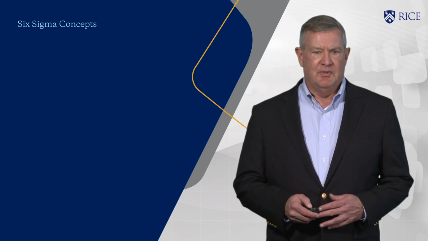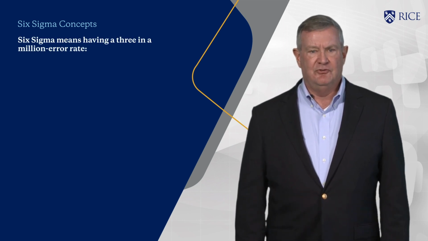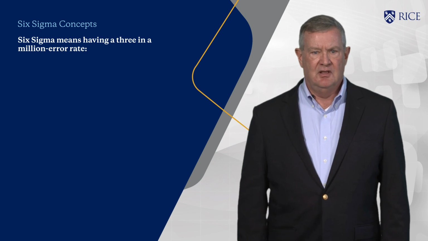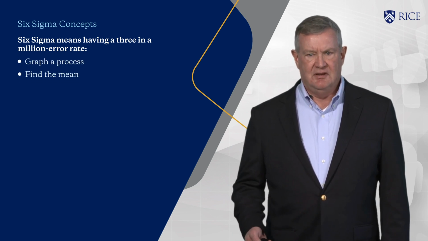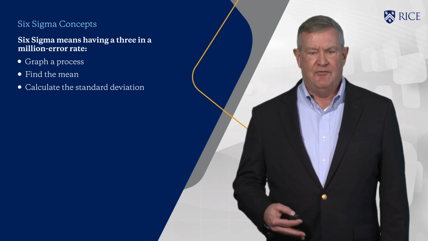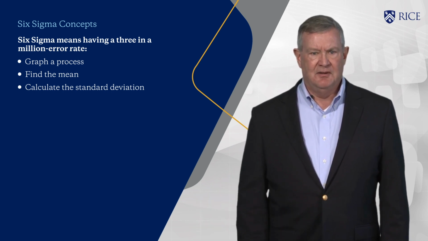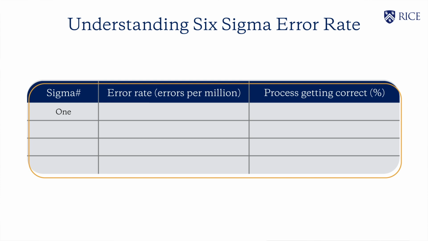Now let's look at Six Sigma concepts. Six Sigma means you have a 3 in a million error rate. If you graph a process and find the mean, the standard deviation then tells you how far away from the mean you can find a piece of data. 1 sigma means an error rate of about 700,000 errors per million, which means you're getting only 31% of your process correct. 2 sigma means an error rate of about 300,000 errors per million, which means you're getting 69% of your process correct. 3 sigma is an error rate of about 67,000 per million.